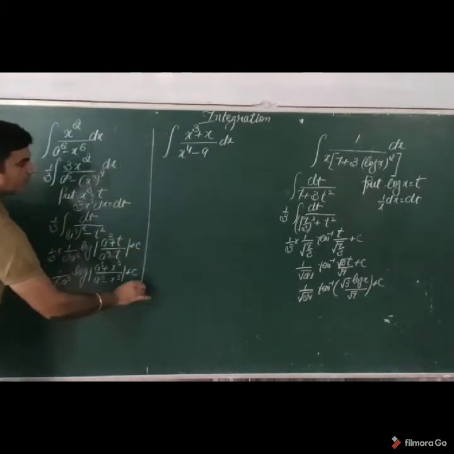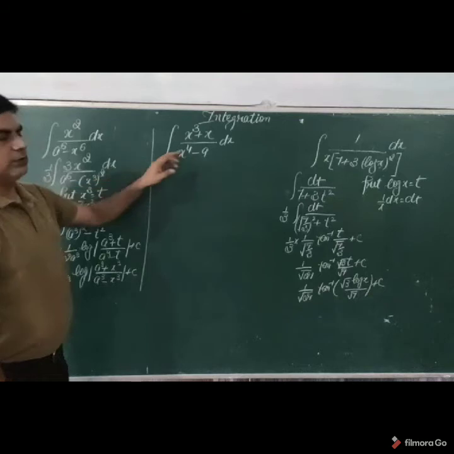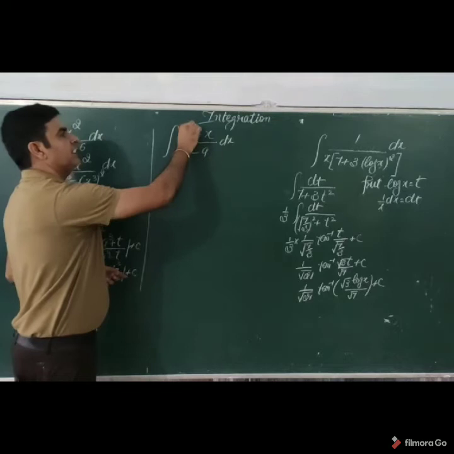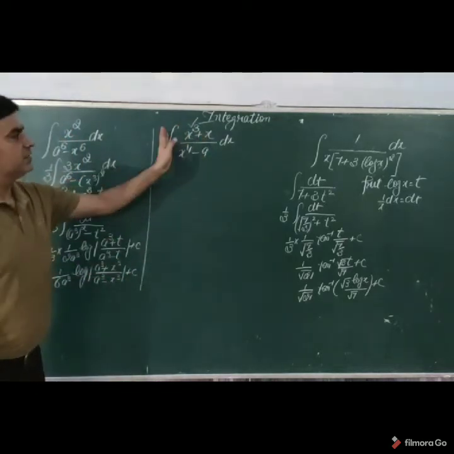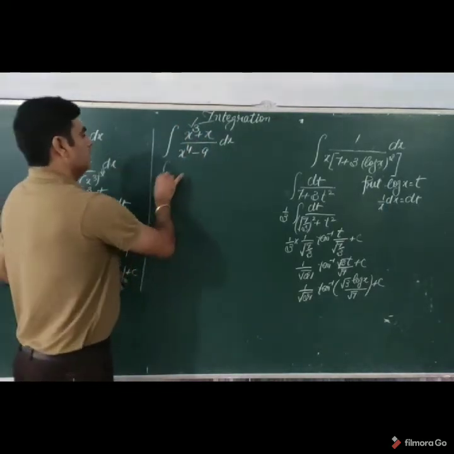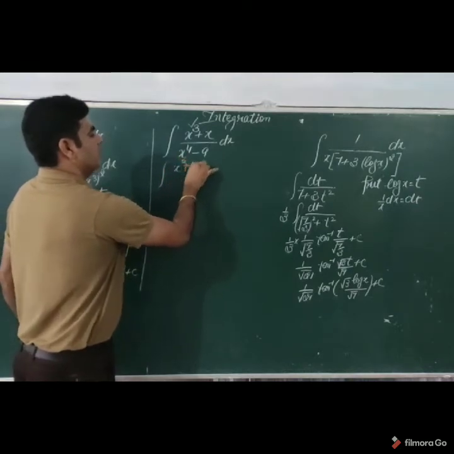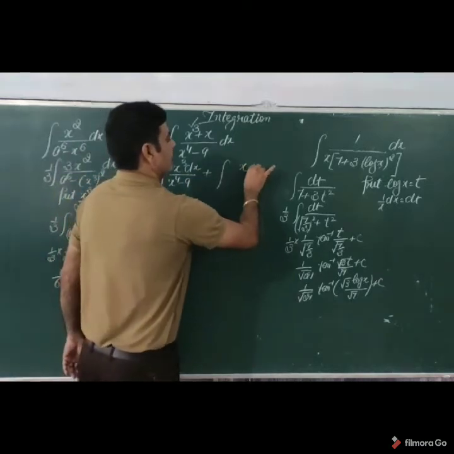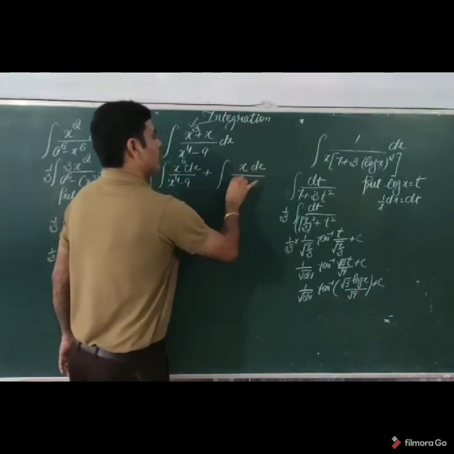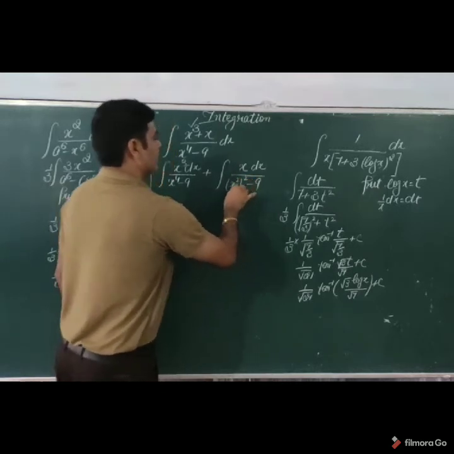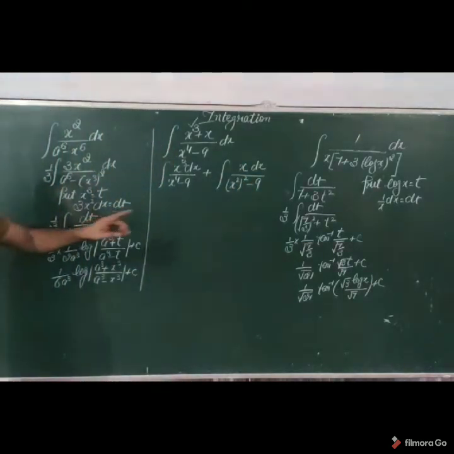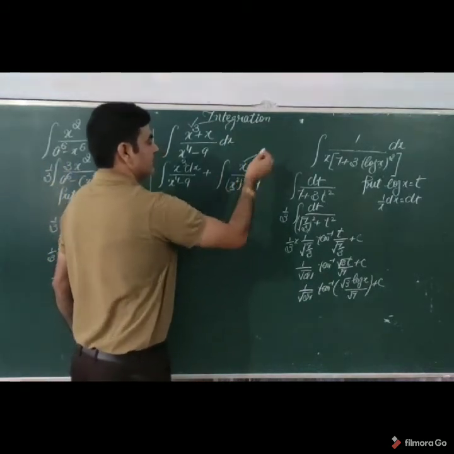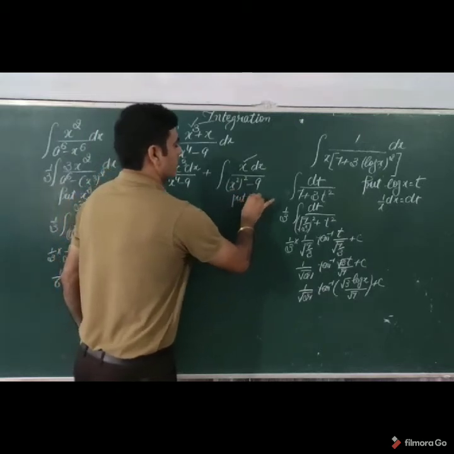If we see this one, again the power is 4, so we have to make it power 2. If we see, the derivative of x raised to power 4 contains x cube, but does not contain x. So we have to separate them first. So x cube dx divided by x raised to power 4 minus 9, plus x dx divided by x to the power 4 minus 9. The power 4 can be written as a square because it is not a derivative of it. So we are going to convert using the perfect square method. In this, the derivative of x square is x dx, we can get. So using the substitution method, x square as t.